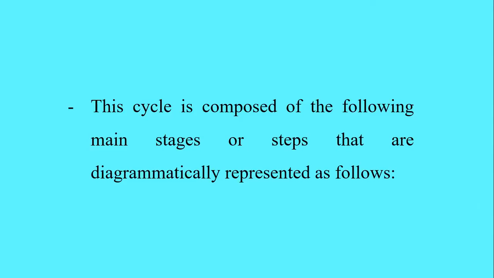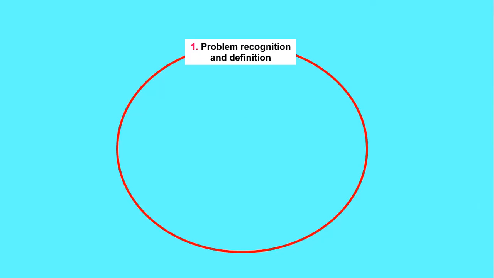This cycle is composed of the following main stages or steps that are diagrammatically represented as follows. Number 1, or the first stage, is called problem recognition and definition. The second stage is information gathering.